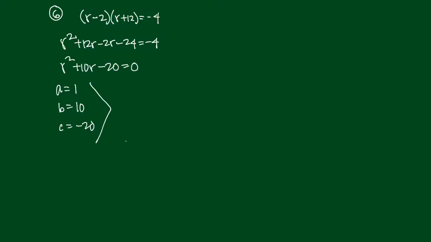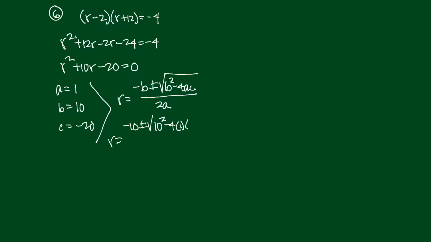Let's write the quadratic formula. Now I'll write r because that's our variable. So we'll get negative b plus or minus the square root of b squared minus 4ac all over 2a. And substituting, we're going to get r equals negative b, so negative 10 plus or minus the square root of b squared. So 10 squared minus 4 times a, which is 1, times c, which is negative 20, all over 2 times a, so 2 times 1.